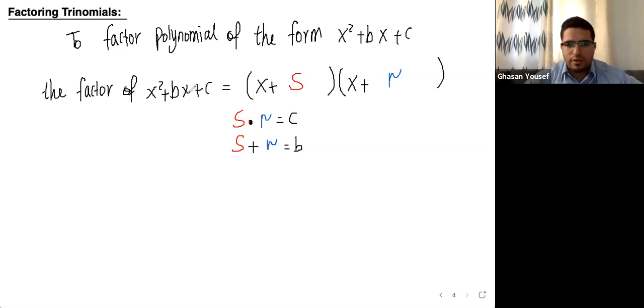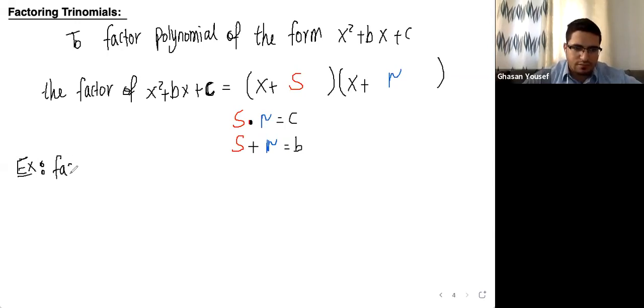So actually we have to look for two numbers. We have to factor c first of all. The multiplication of these two numbers gives me c, and the addition of these two numbers gives me b. This is r, not n. Okay, we have to look for two numbers whose multiplication gives me c and whose addition gives me b. Let me explain that by example.